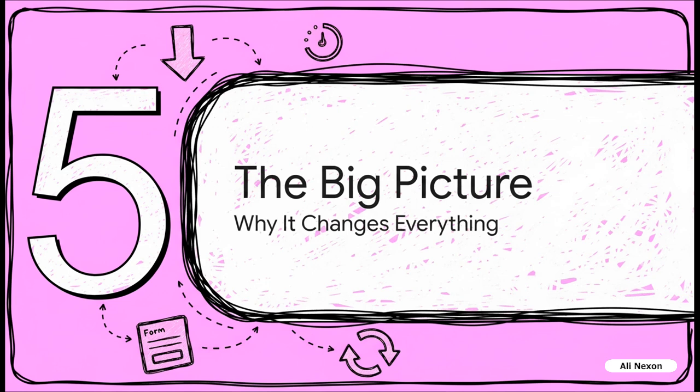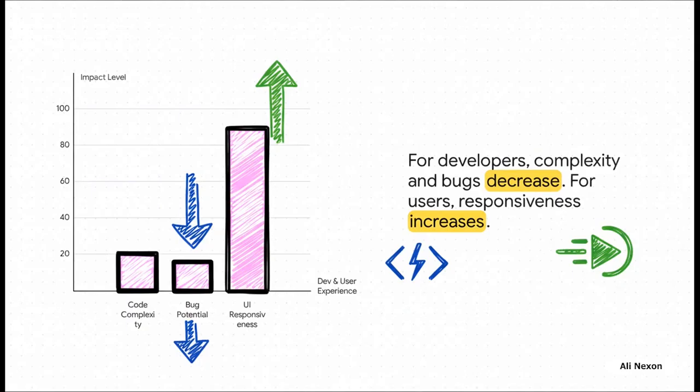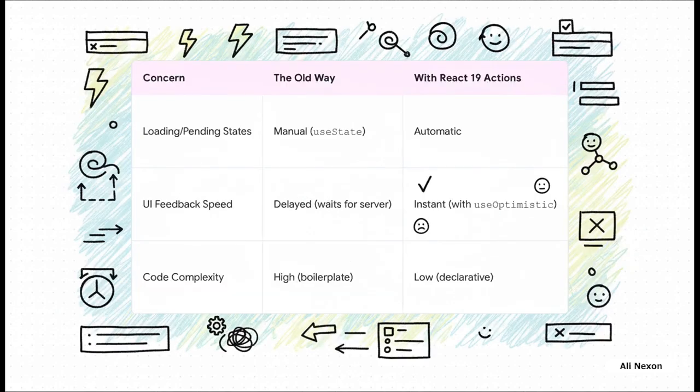Okay, so let's zoom out for a second and look at the big picture. Why is this such a big deal? Why does this change pretty much everything about how we handle data mutations? I mean, this chart says it all. For us, the developers, code complexity plummets. The potential for bugs goes way, way down. And for our users, the responsiveness of the UI goes through the roof. It's just a massive win-win for everyone. And this table really puts it in black and white. Look at the shift. Loading states go from manual to automatic. UI feedback goes from delayed to instant, thanks to useOptimistic. And code complexity goes from high and full of boilerplate to low and declarative. This really is an evolution for how we build with React.